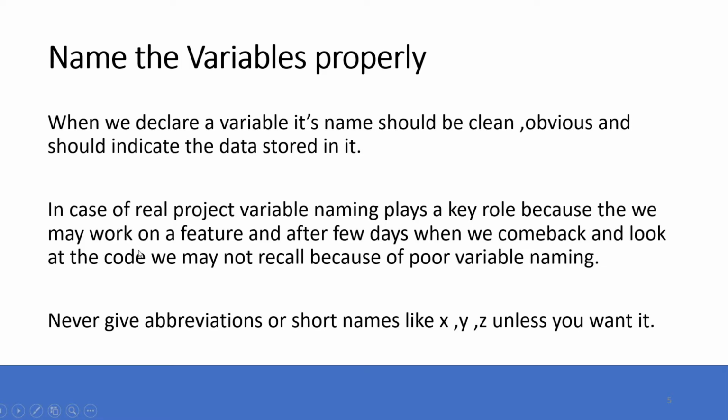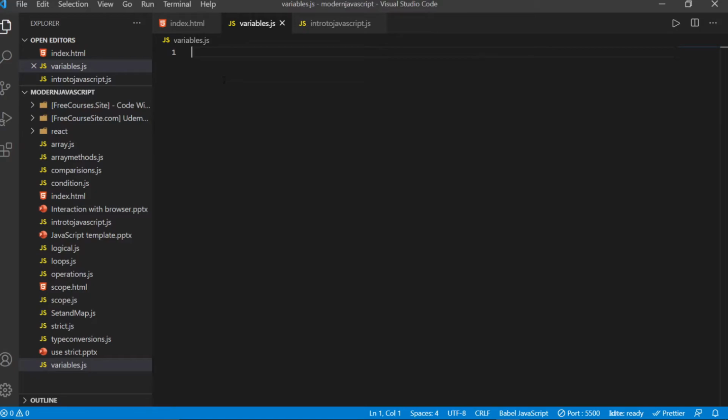Because we may work on a feature, and after some days when we come back and see the variables that are used in that feature, if we don't understand it properly, it becomes very hard. So variable naming is very key. So never give abbreviations like short names like xyz. Don't give xyz unless you know it. Like giving the name as x, it won't make any sense. So you should give a proper variable naming. So now let us look at the examples and practice so that we will understand what we have seen.